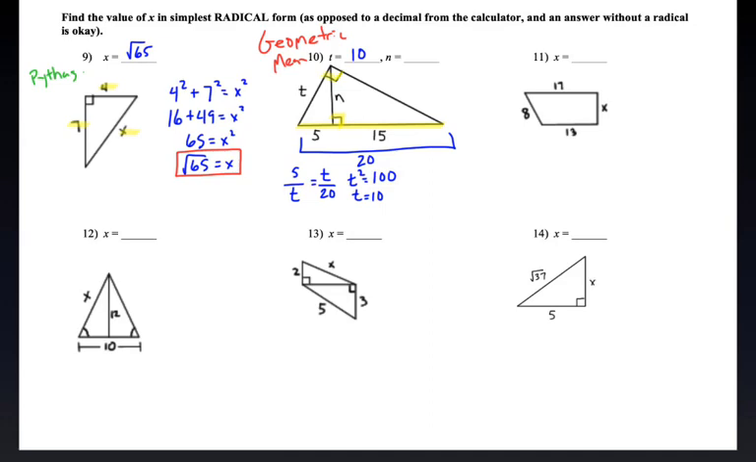So T is the geometric mean between 5 and 20. T squared equals 100. T is 10. N shares a triangle, the triangle on the left with 5, and the triangle on the right with 15. It's the geometric mean between 5 and 15. Square root of 75 simplifies to 5 square root 3.